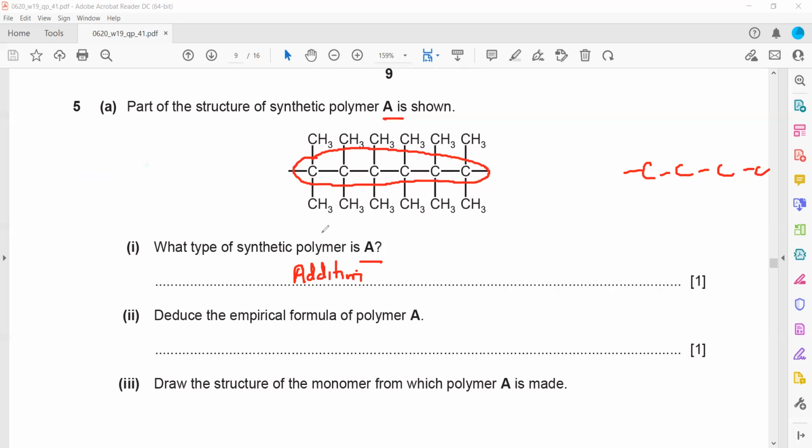Then deduce the empirical formula. How to deduce the empirical formula? The empirical formula for all these addition polymers is always CH2, because addition polymers are formed from alkenes. Alkenes have the empirical formula CH2, so their polymers also have the empirical formula CH2. The simplest ratio between carbon and hydrogen is always CH2.